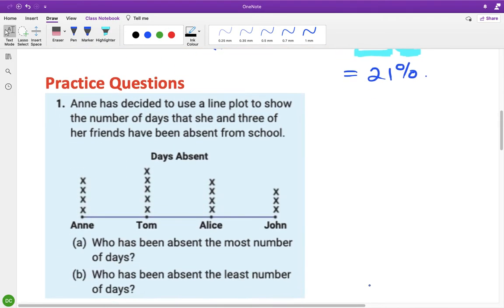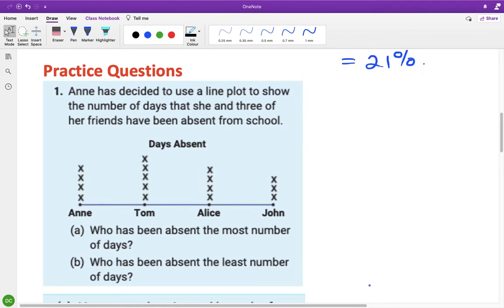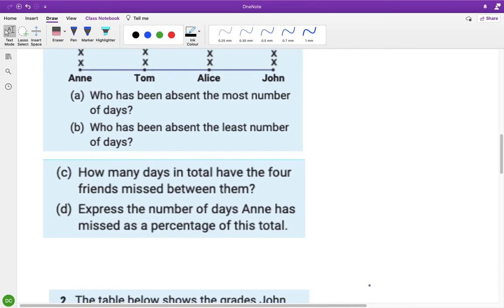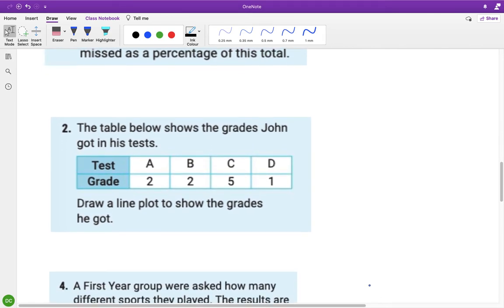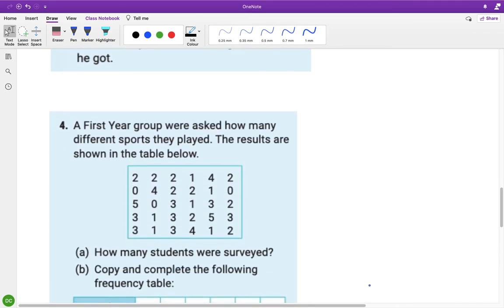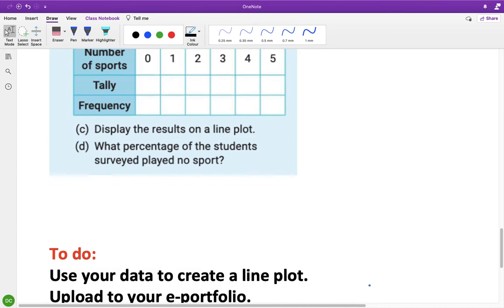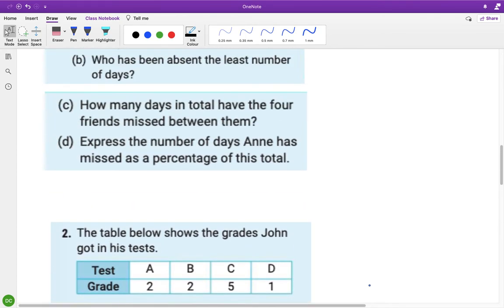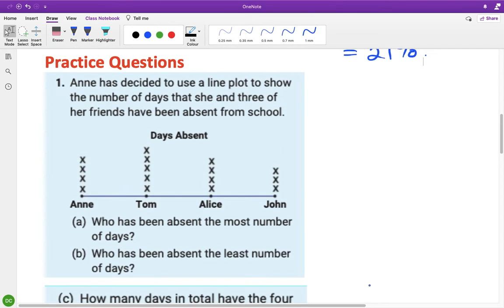Now, I have practice questions here that I want you to do. There's one there with Anne showing the number of days that her and her friends were out of school, John's grades, and a first year group playing different sports. So there's three questions there. I'll put them into a separate document and I'll put them up on Schoology. So I want you to do them, please.